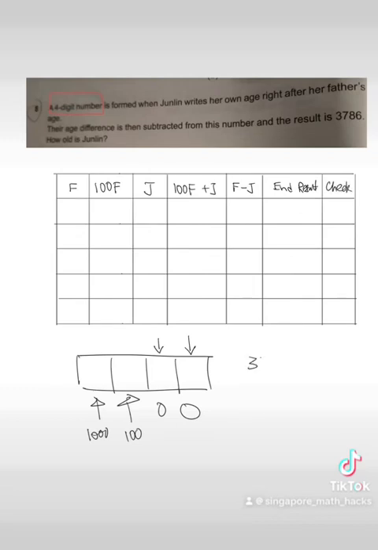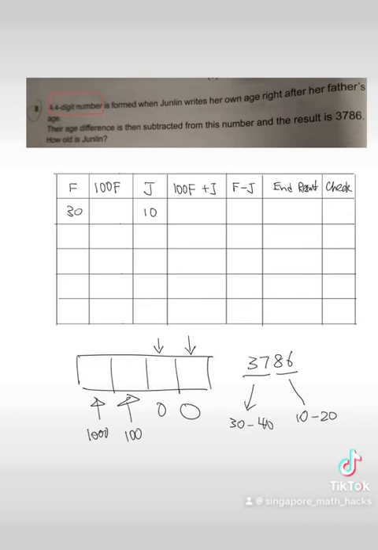Since the end result is 3786, the father's age should be somewhere between 30 to 40 years old, and Jinlin's age should be somewhere between maybe 10 to 20 because it has to be two digits. At the same time, Jinlin cannot be too old, otherwise the father will be too young to bear a child that old. So our first guess could be 30 and 10.